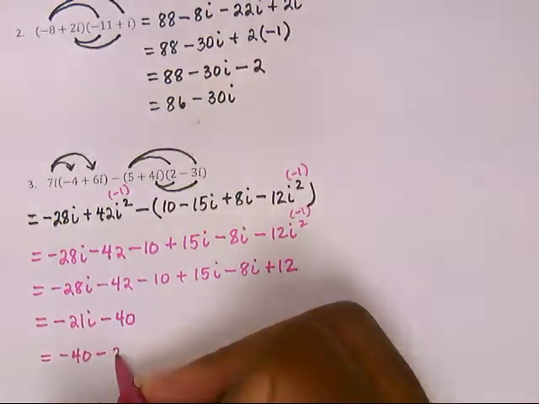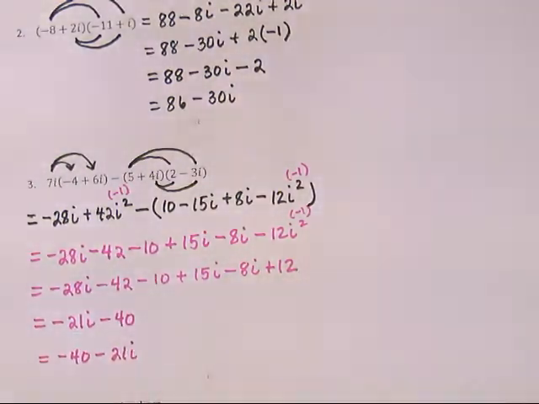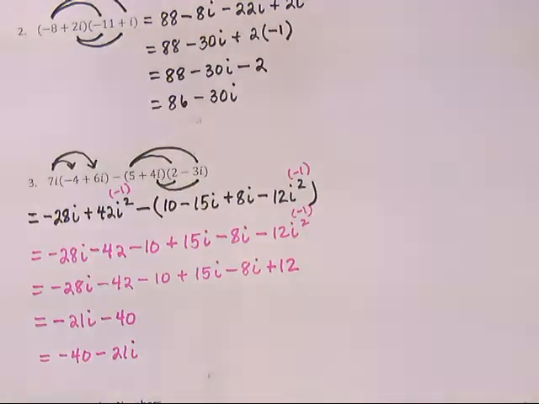And in standard form, it has to be written like this, where the real part is in front and the imaginary part is second. So it'll be negative 40 minus 21i.